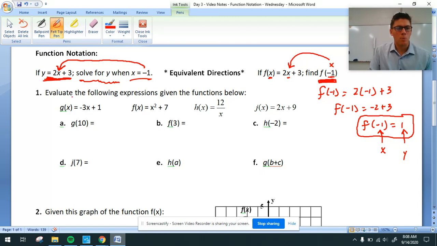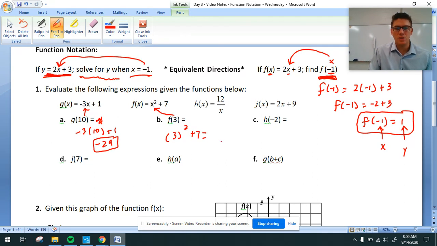So for part A, we're given 4 different functions, g, f, h, and j of x, and we need to evaluate. This is where we plug in, substitute in. So g of 10, I plug that in right here. I get negative 3 times 10 plus 1. So I get negative 30 plus 1, negative 29. F of 3, plug it into the f of x function. 3 squared plus 7 is 9 plus 7, 16. H of negative 2, plug it in right here. 12 over negative 2 is negative 6.